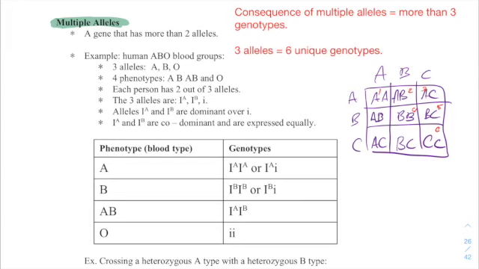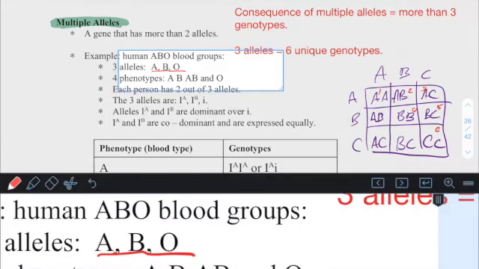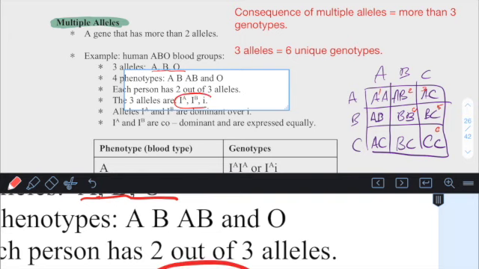the other patterns. So, for example, in the ABO blood group, there are A, B, and O alleles, typically labeled with this system here, where we label the A allele with a capital I and a superscript capital A, a capital I with a superscript capital B for the B allele, and a lowercase i is the O allele.